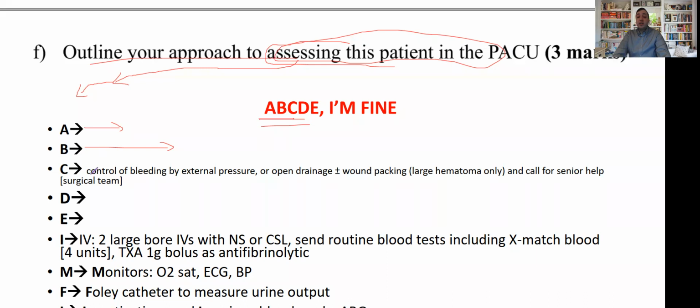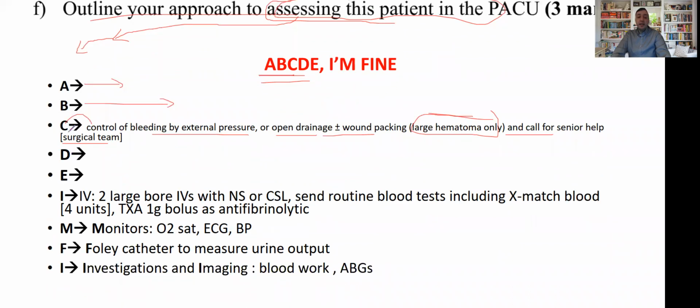So A, B, and C, circulation is very important. In circulation, control of bleeding is very important. C is control of bleeding by external pressure. You have to apply external pressure on the neck, on the bleeding side, or sometimes you have to open, drain and pack the wound, for a large hematoma only. And I think the best thing to answer here, because you are third-year medical students, is to call for senior help. Most important here, the surgical team has to be called as early as possible, because this patient might need exploration in the operating theater if the hematoma is large and expanding.